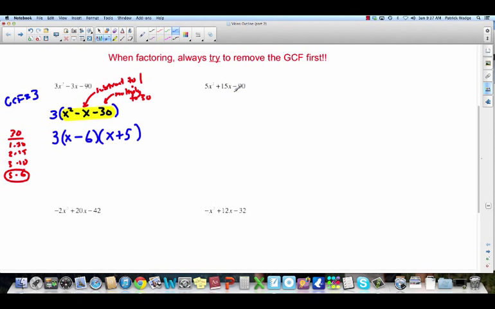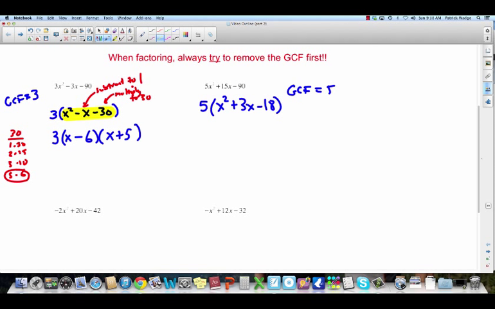What's the greatest common factor here? 5. Should I write that down? Greatest common factor equals 5. So you take out the 5, what's left over? 5 times x squared equals 5x squared. 5 times 3x equals 15x. 5 times negative 18 equals negative 90.